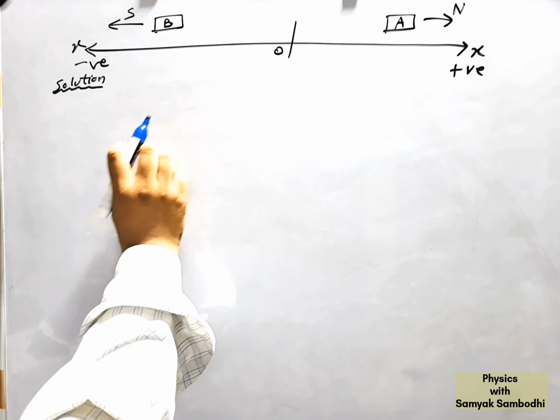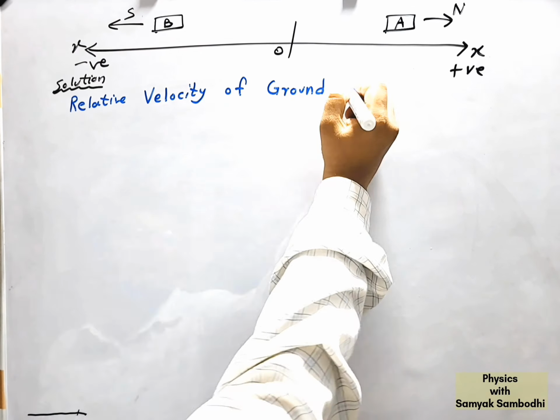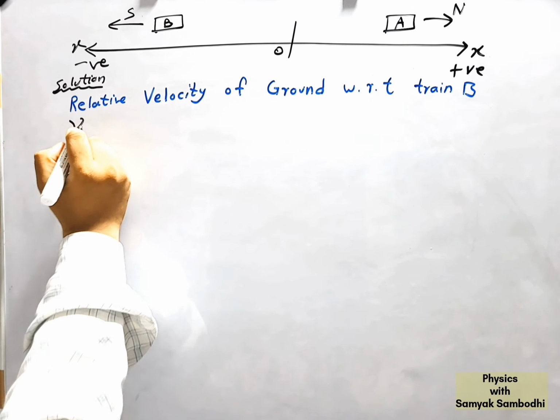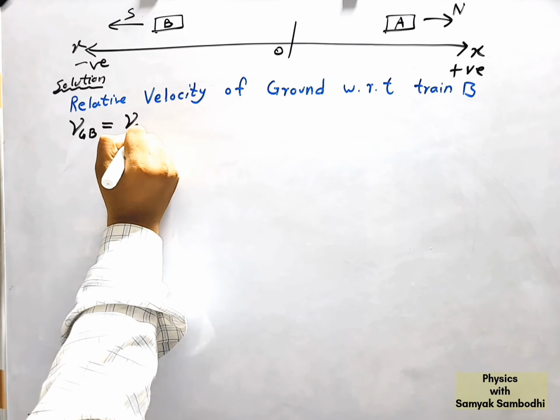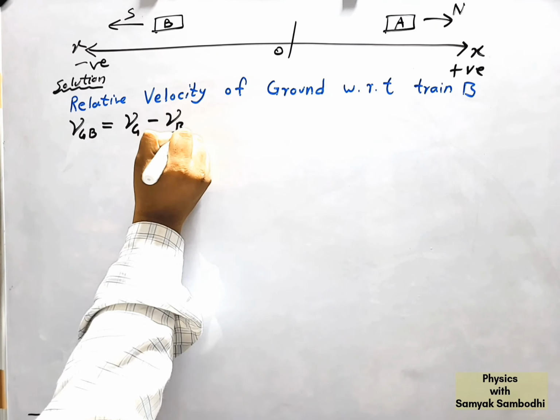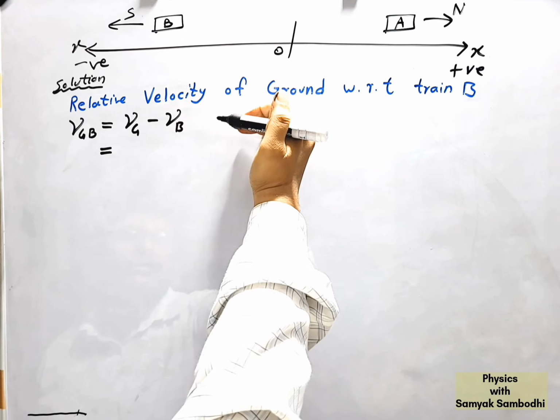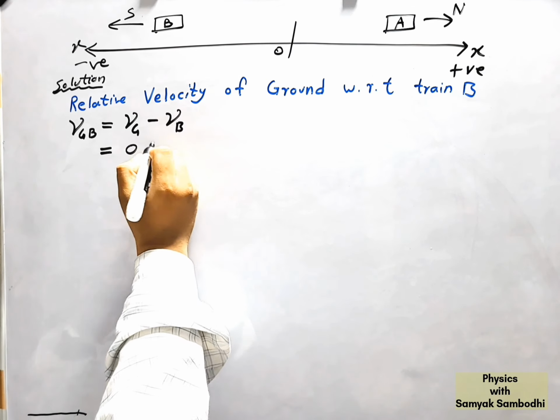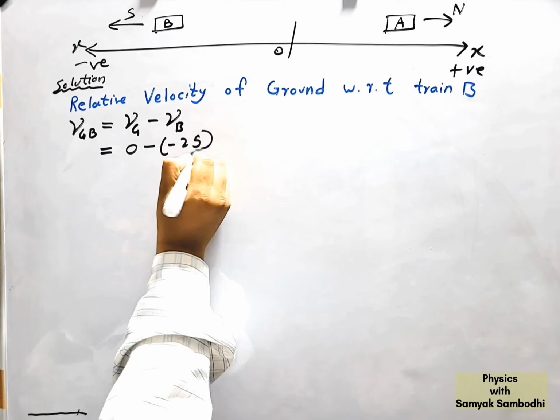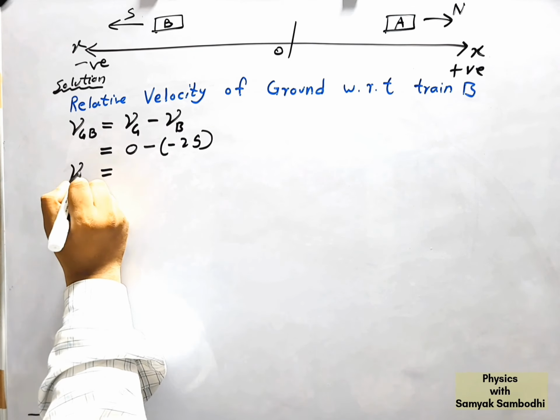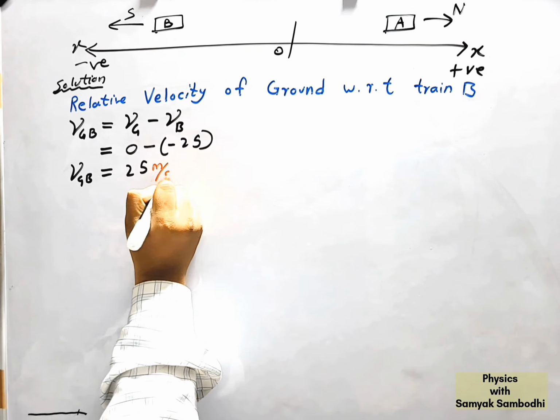Now we have to find out the relative velocity of the ground with respect to B. Velocity of ground with respect to B is equal to velocity of ground minus velocity of train B. The ground is stationary, so velocity of ground will be 0, and minus velocity of train B is minus of minus 25 meters per second. So velocity of ground with respect to B will be 25 meters per second.